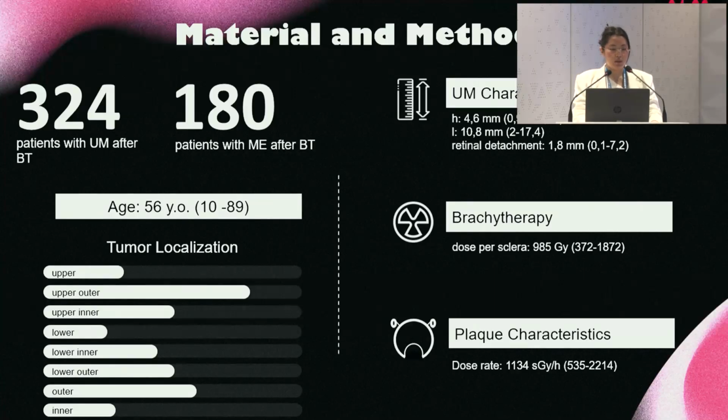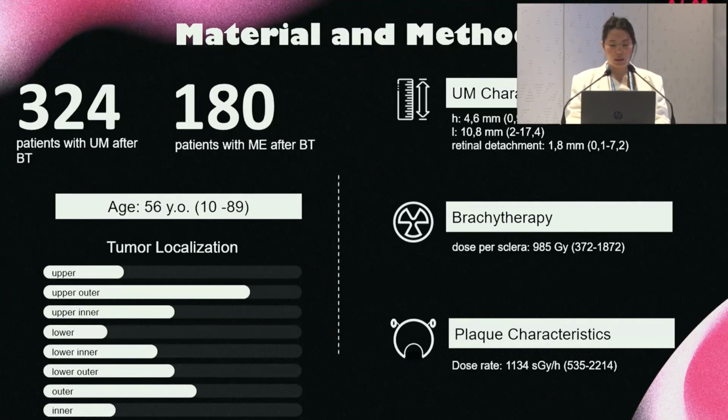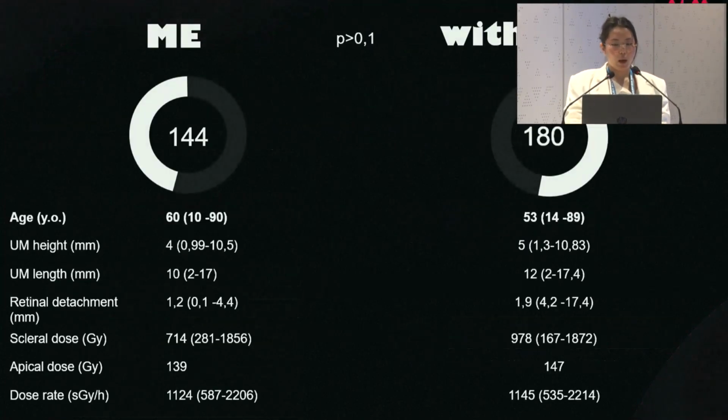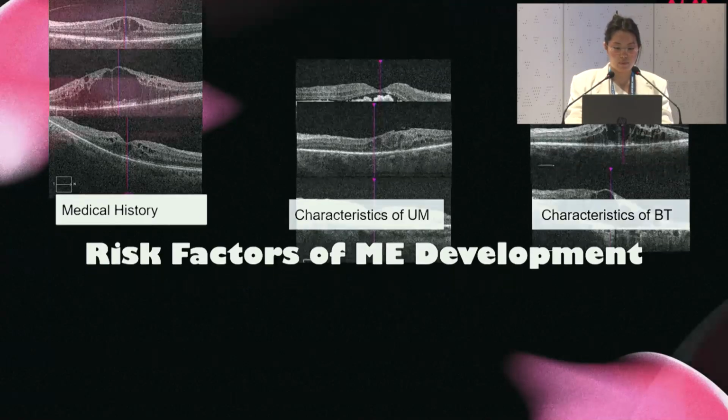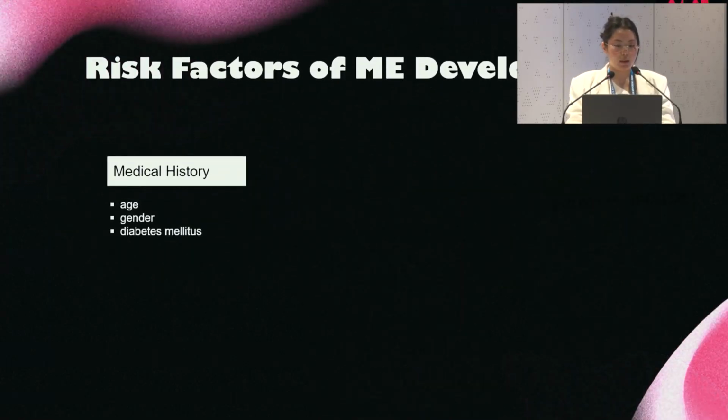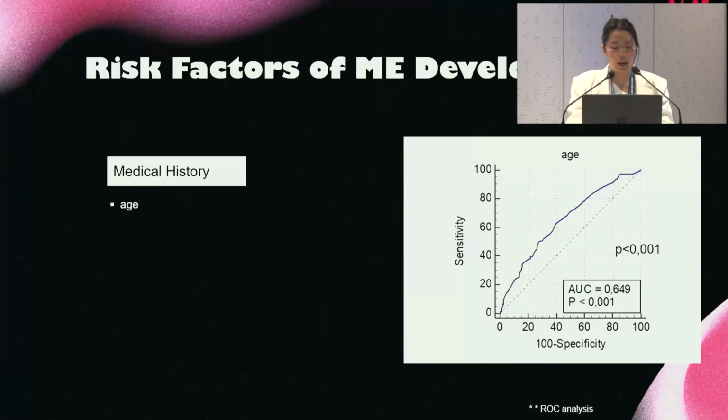The main characteristics of tumor, patients and plaque you can see on the slide. Both groups were statistically homogeneous. We also observed that the characteristics can be divided into 3 parts. Concerning the medical history, we observed that age under 54 years old has a high impact on radiation macular edema development.